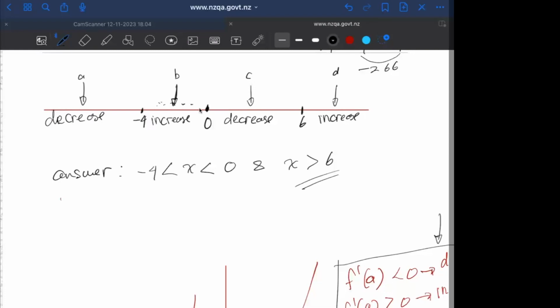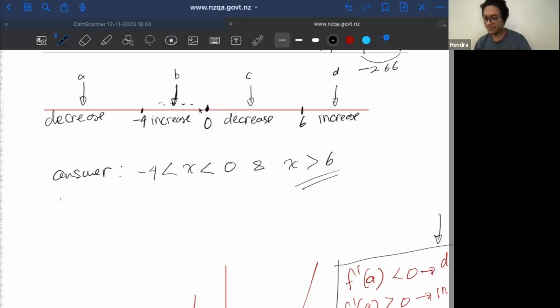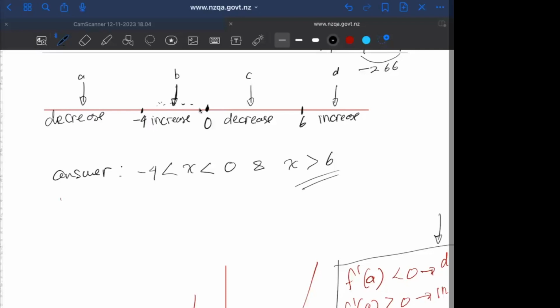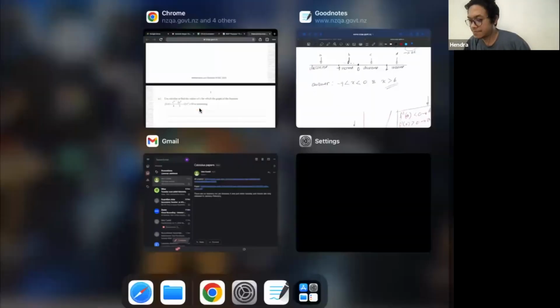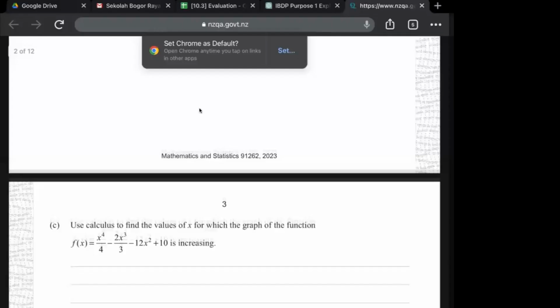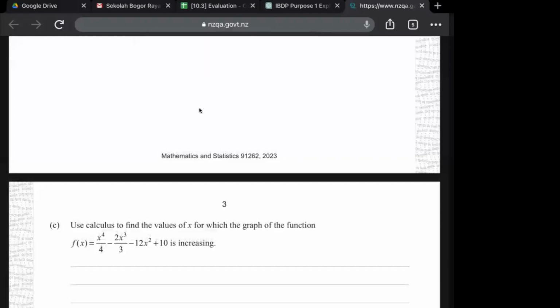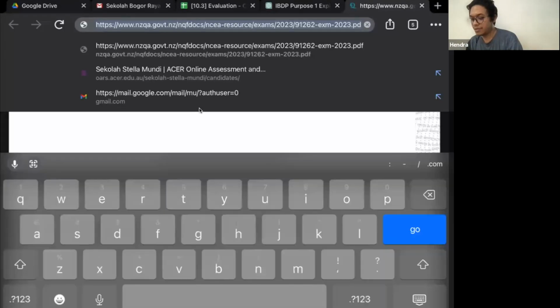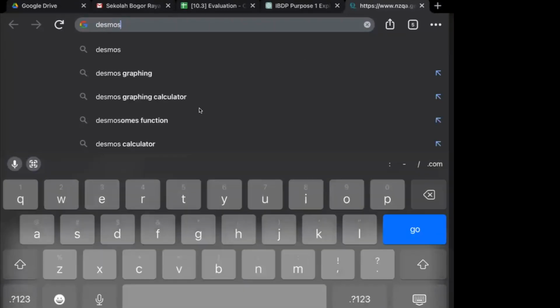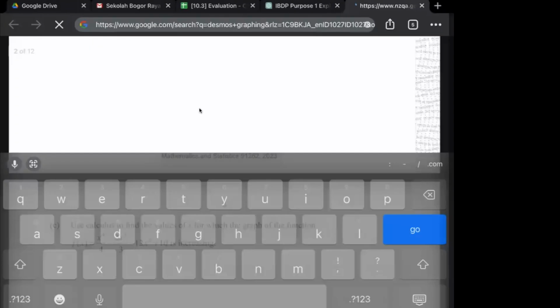Did you get the idea? Let's check with the visual. Are you familiar with Desmos? Yeah. Let's use Desmos.